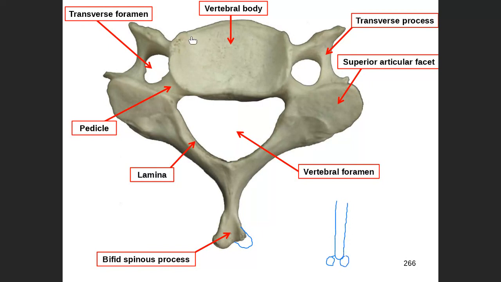Okay, so this is typical. You'll find all this stuff on all of the cervical vertebrae. They'll have a vertebral body, a vertebral foramen, a lamina, a pedicle, transverse foramen, transverse process, and then the articular processes and the articular facets.